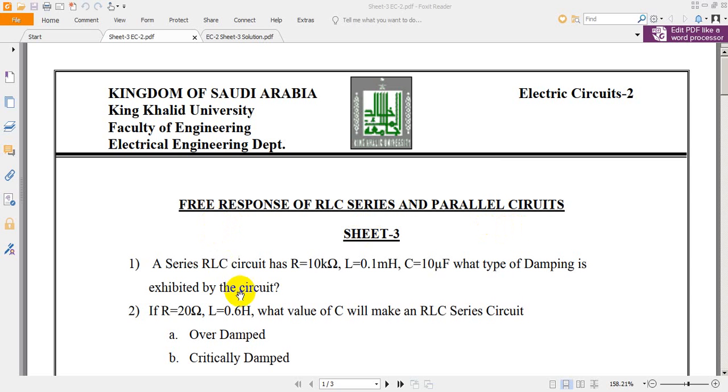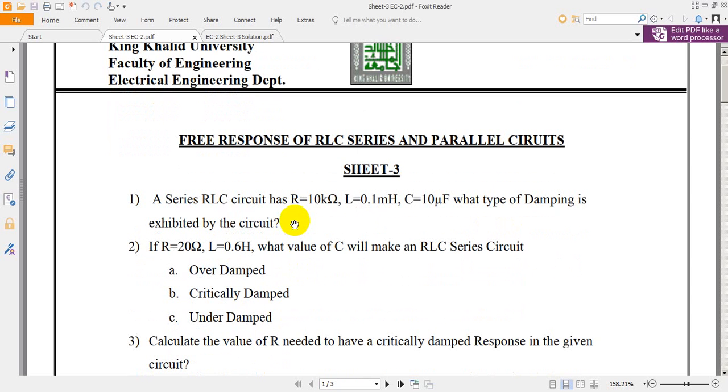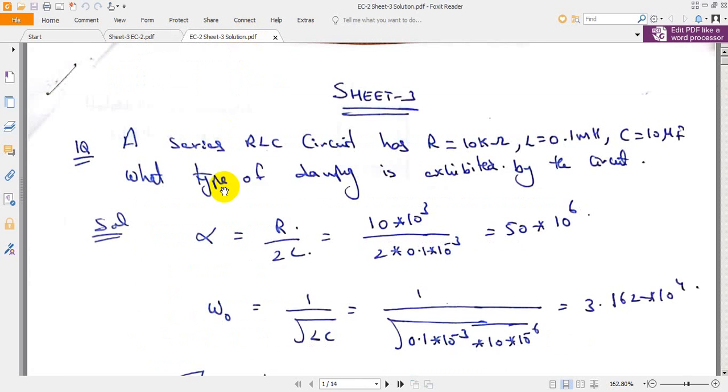To start with, we have a series RLC circuit where R is 10 kilo ohms, L is 0.1 millihenries, and capacitance is 10 microfarads. We need to identify the damping exhibited by the circuit. How many types of damping do we have? We have three types: the over damped condition, the critically damped condition, and the under damped condition.